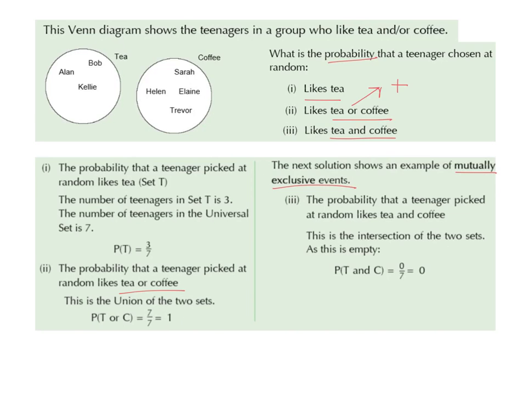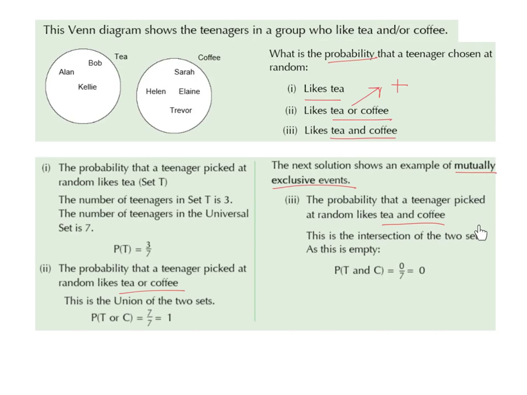Now the probability that someone likes tea and coffee is not actually mutually exclusive. Someone can like tea and coffee, of course, but in this particular example, there is no name in set T that's also in set C. And these two sets do not overlap or intersect. So we're trying to find the probability that a teenager picked at random likes tea and coffee.